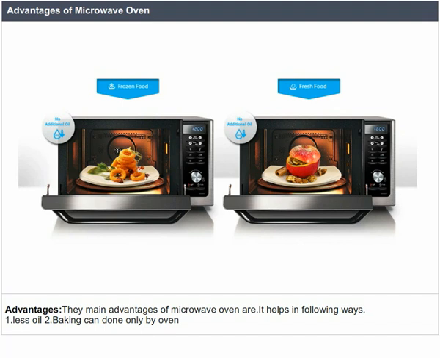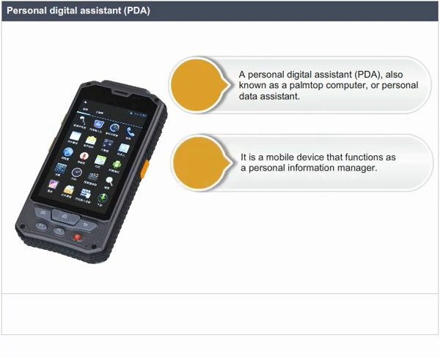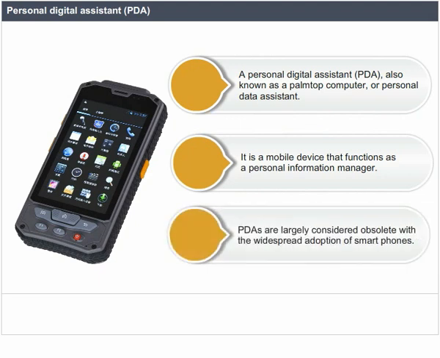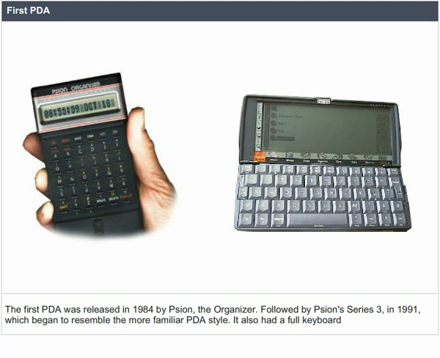Personal Digital Assistant (PDA). A personal digital assistant, also known as a palm-top computer or personal data assistant, is a mobile device that functions as a personal information manager. PDAs are largely considered obsolete with the widespread adoption of smartphones. First PDA. The first PDA was released in 1984 by Psion, the Organiser, followed by the Psion Series 3 in 1991, which began to resemble the more familiar PDA style. It also had a full keyboard.